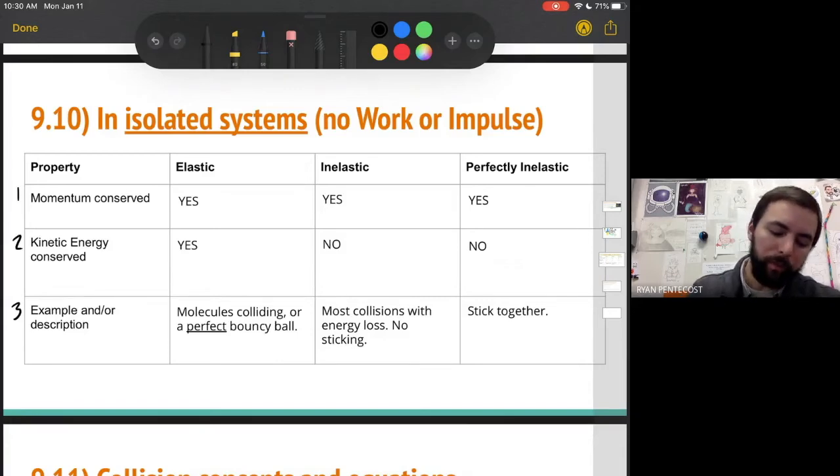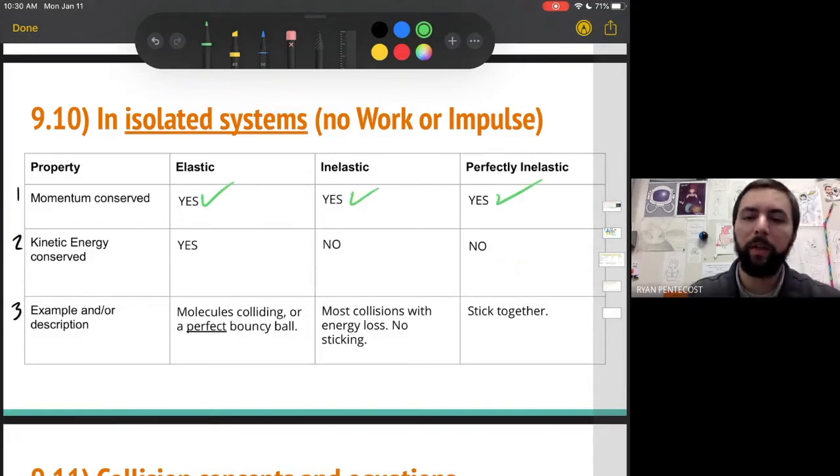So momentum being conserved, right? In all of these, yes, elastic, inelastic, and perfectly inelastic, the momentum is going to be conserved. Because this is an isolated system, in a collision, there is conservation of momentum.